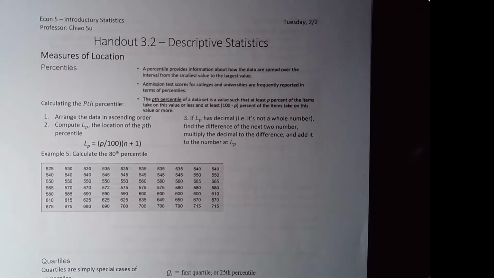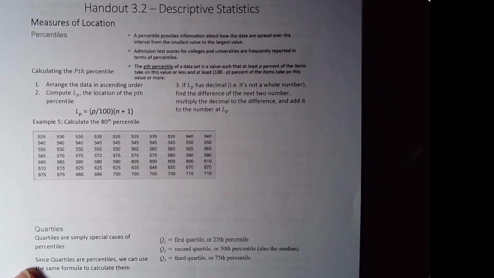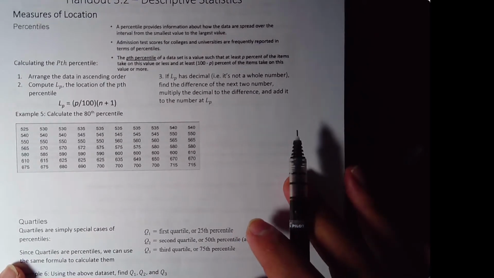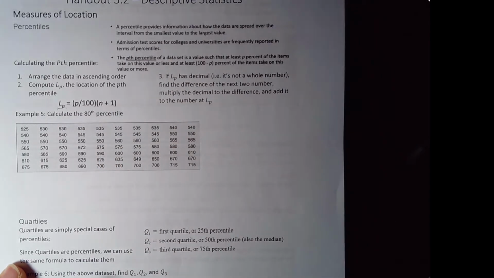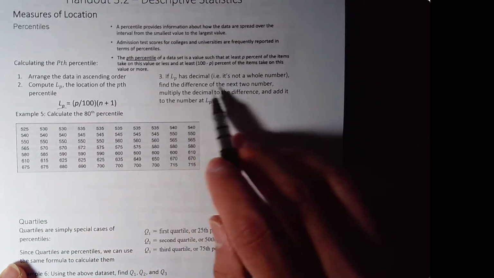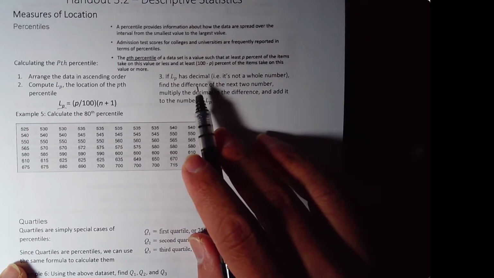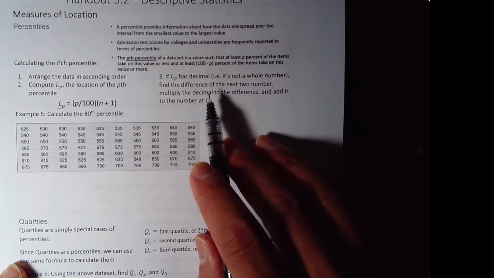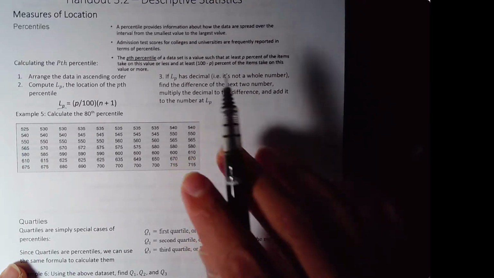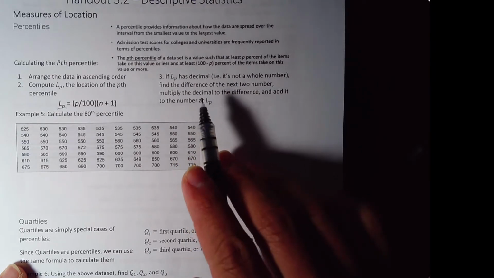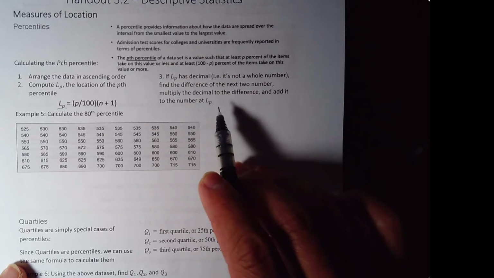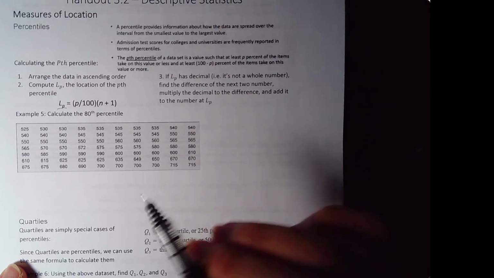Okay, so to calculate percentile, we'll go through a couple of steps. First, the data must be in ascending order. Second, we calculate this thing called LP, and that's basically the location of where we will find the pth percentile. The P is the percentile that we're interested in. And then once we've calculated that, we have some decisions to make. If it's a decimal, then we find the difference of the next two numbers, because we are finding where the percentile is somewhere between the next two numbers. Okay, it's better explained with an example.